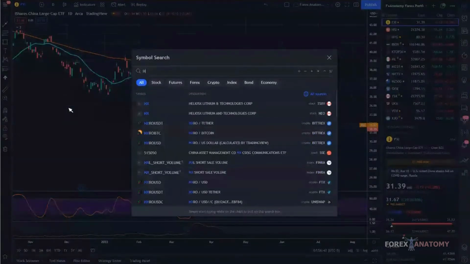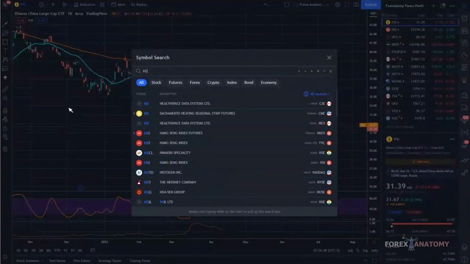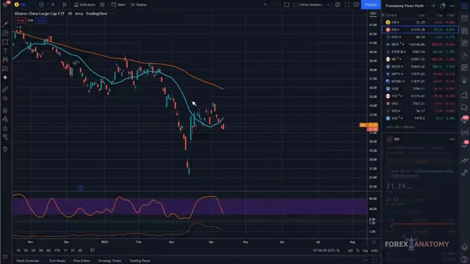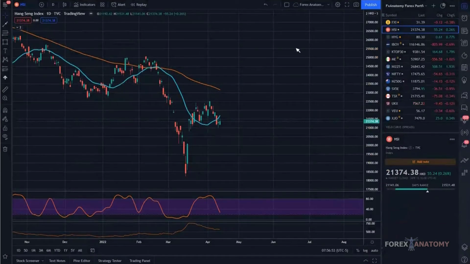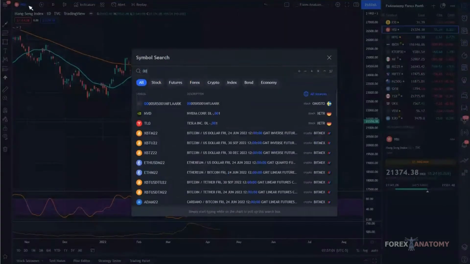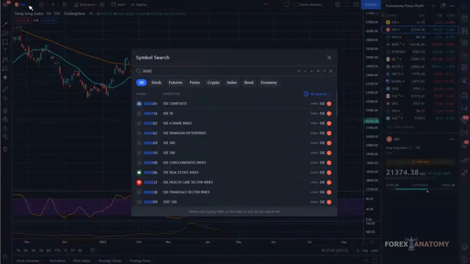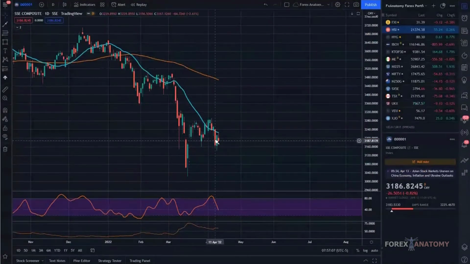Let's see, HSI, Hang Seng Index. Right here, we could see that it closed in positive territory for the day. Let's go to the Shanghai Composite here, and we see that the Shanghai Composite closed lower.